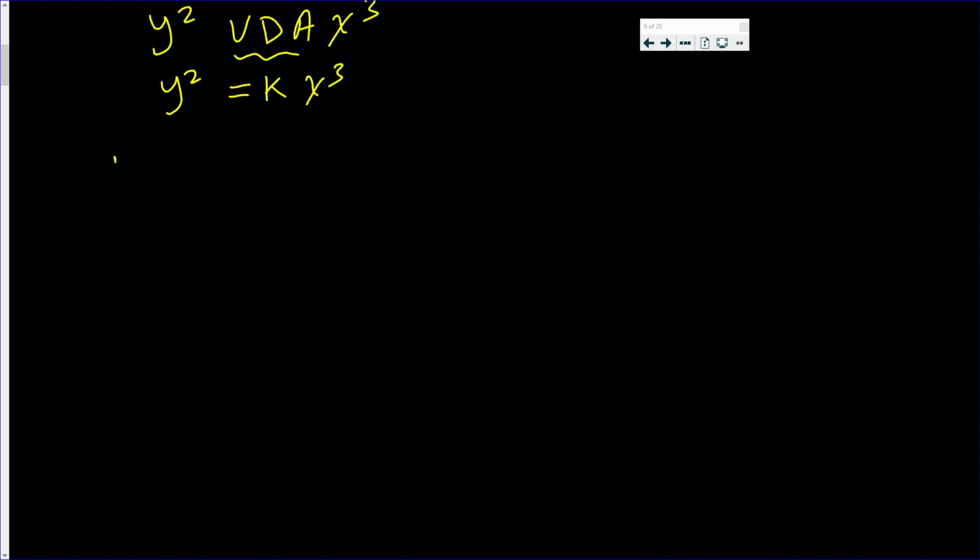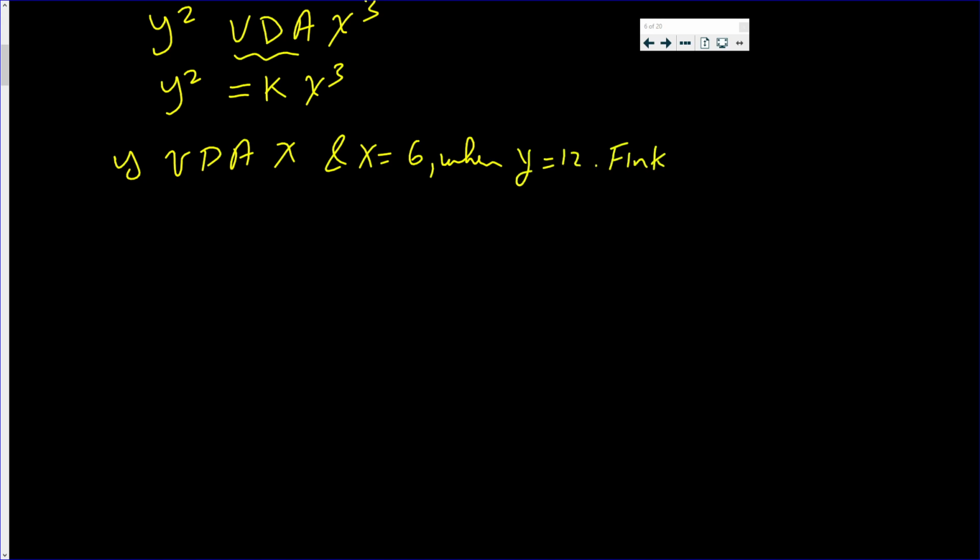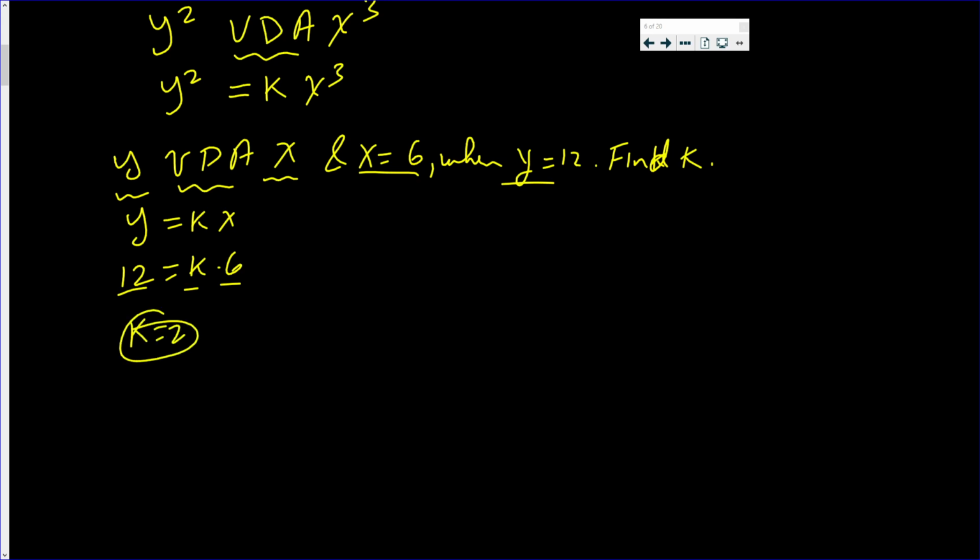If I tell you that y varies directly as x and x equals 6 when y equals 12, find k. So y varies directly with means k equals k, x means x. So y equals kx. When x is 6, y is 12. K times 6 is 12. 2 times 6 is 12. So k is 2, problem's done. Just for the record, the equation is y equals 2x.